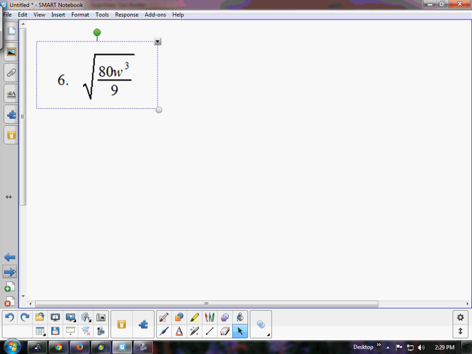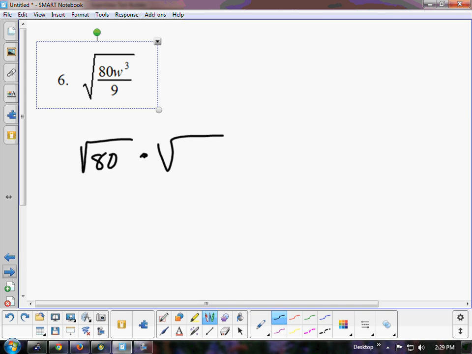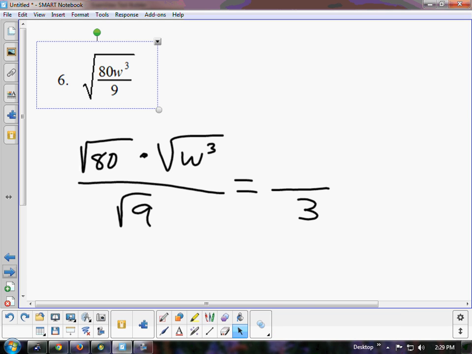Moving on to number 6. Similar to the last question, however, well, 9 doesn't go into 80, so be careful. It doesn't go into 80. It goes into 81, but not 80. So I can't cancel anything out. So let's deal with the top, and I'm going to separate it into square roots. Okay, the bottom clearly is a 3. However, we have 80 and w cubed.